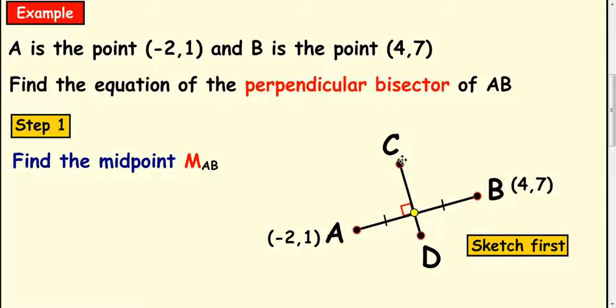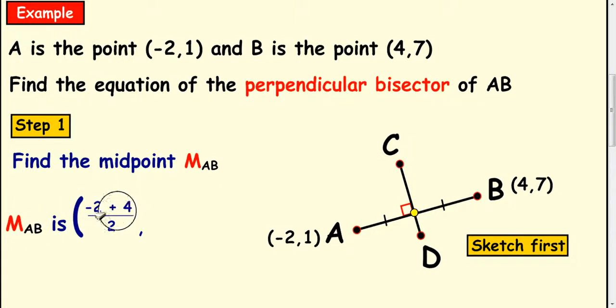So what are we trying to do? Well, we need the gradient of this line CD, and we need a point that the line goes through, so we can do y take b equals m(x take a). So first of all, let's get our point. We don't know what C is, and we don't know what D is, but we can calculate this midpoint, because we know how to do that. Add your x's and half them, add your y's and half them. So that's what we'll do here.